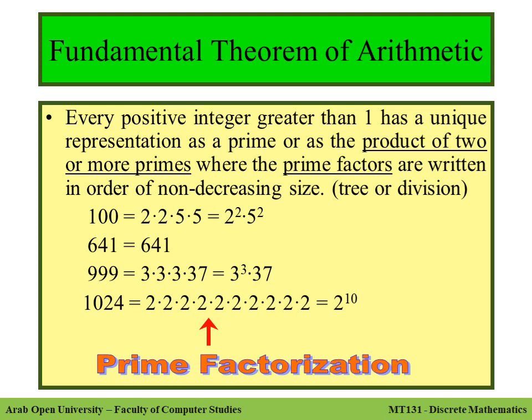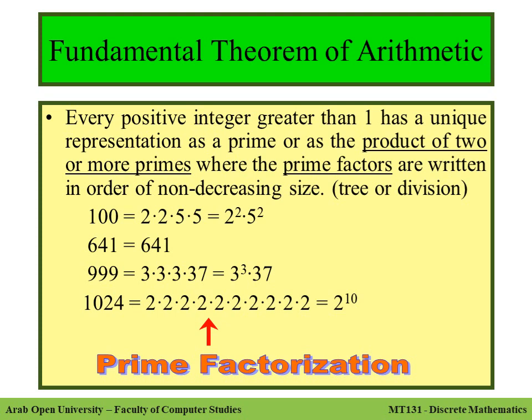Here are examples. 100 can be written as 2 times 2 times 5 times 5. Anytime you have a repeated factor, you can write it as a power. So this is 2 to the power 2 times 5 to the power 2. Notice we wrote the factorization in increasing order. Then this is the prime factorization of 100: 2 to the 2 times 5 to the 2. There are only 2 prime numbers in the factorization, but they are raised to a power.